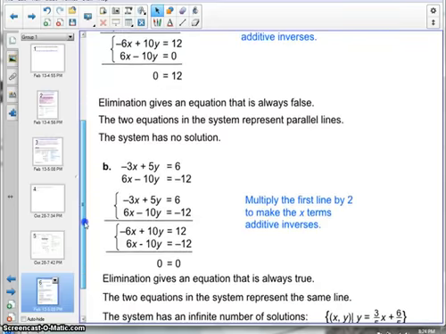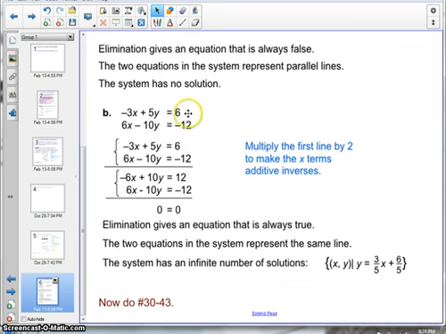Okay, looking at our second example here, we have similar equations, except for now instead of a 0 here we have a negative 12. So once again we want to multiply this first equation by 2, so that gives us negative 6x plus 10y equals 12, 6x minus 10y equals negative 12. And once again we see our coefficients for our x and our y are additive inverses. So when we add them, both the x and y variables will be eliminated, leaving us with 0. And we also see that here 12 plus a negative 12 gives me 0.